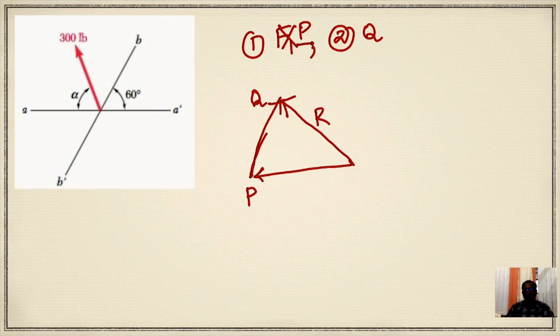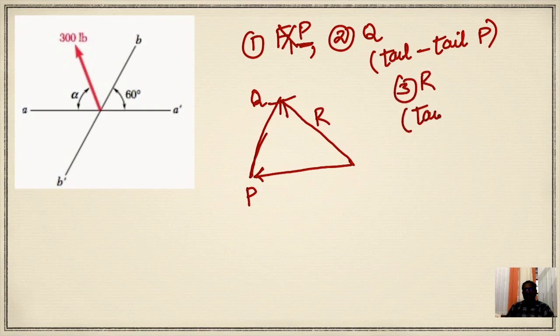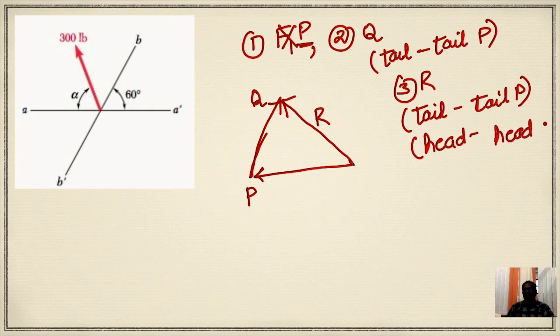Okay, I'll repeat it. Your P vector is complete, whereas your Q vector should be placed such that its tail is at the head of the P vector. And the third and most important point, your resultant is placed such that its tail is kept on the tail of the P vector and its head is kept on the head of the Q vector.